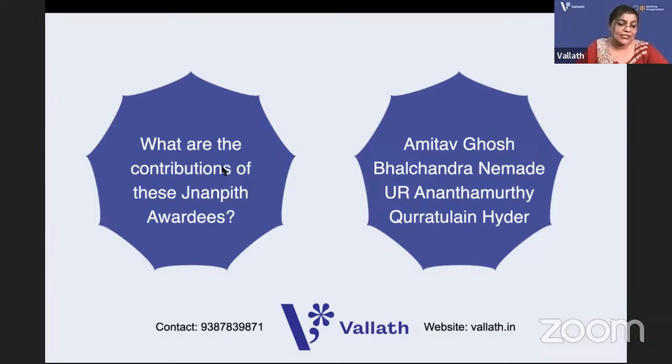Bhalachandra Nemade, who won the Jnanpith Award, advocated nativism. U.R. Ananthamurthy is a very important Kannada writer. His work Samskara was translated by A.K. Ramanujan. U.R. Ananthamurthy also wrote Bharatipura. Qurratulain Hyder, a very important Urdu writer. There is nobody like her. She is a major journalist. And she was a very major writer.